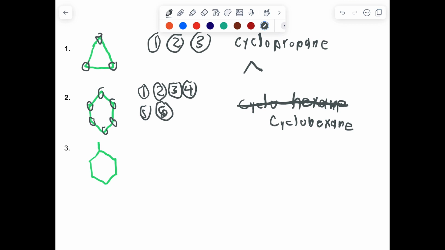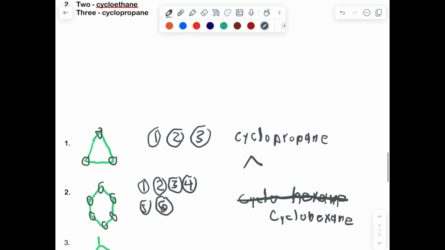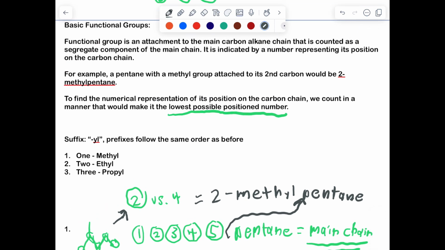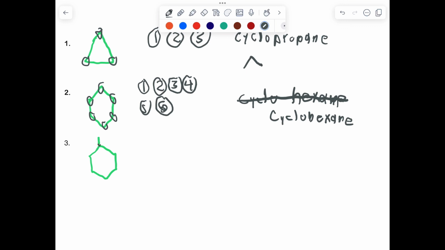So we have a functional group of methyl on here. So where are we going to start numbering from? We're going to follow the same idea of making it the lowest possible number. And in this case, that would mean starting from where the functional group is located on the alkane. So we're going to start numbering from where that methyl is, and we're going to start that as number 1. So coming back to our cyclohexane, we have 6 total. And we're going to start numbering from that first methyl group. 1, 2, 3, 4, 5, 6.